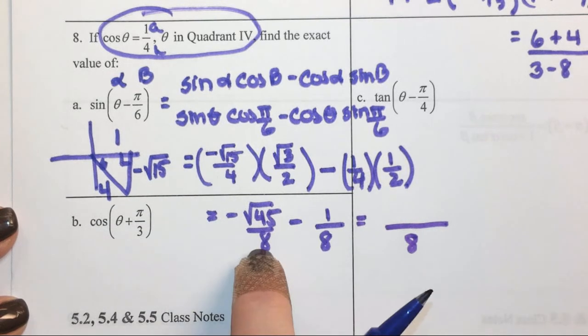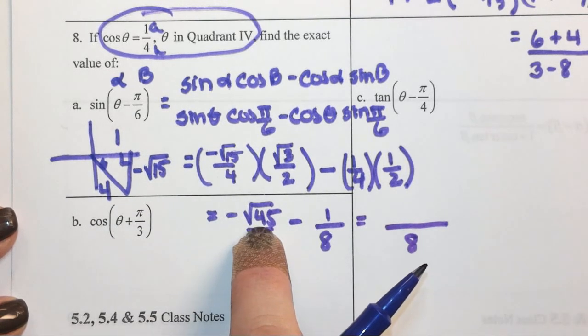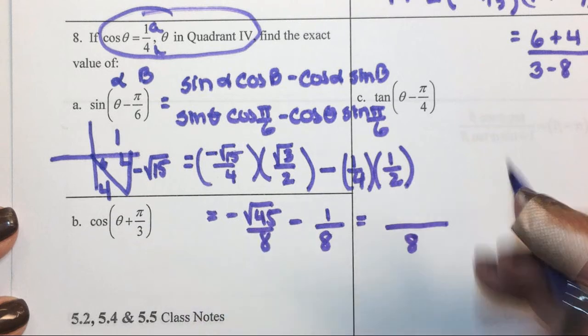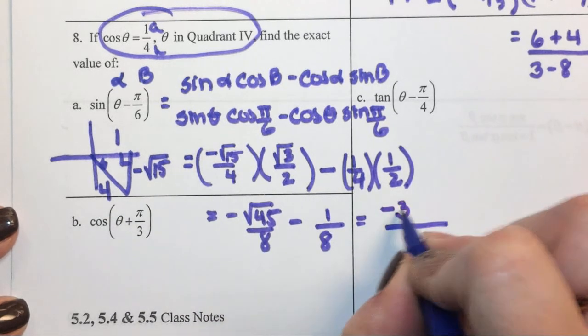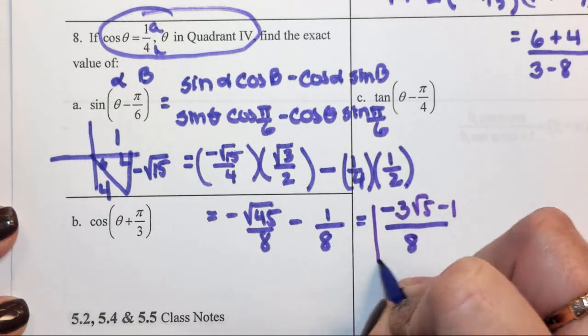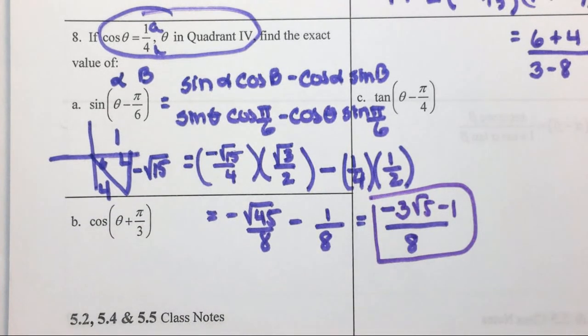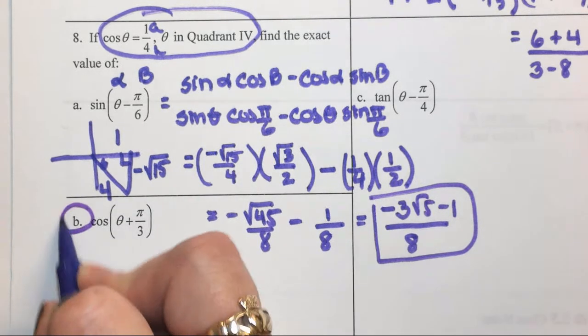What can you simplify negative square root of 45 to? Reduce your radicals. Negative 3 square root 5 minus 1. All right. Now that my triangle's done, you guys go ahead and try B for me.